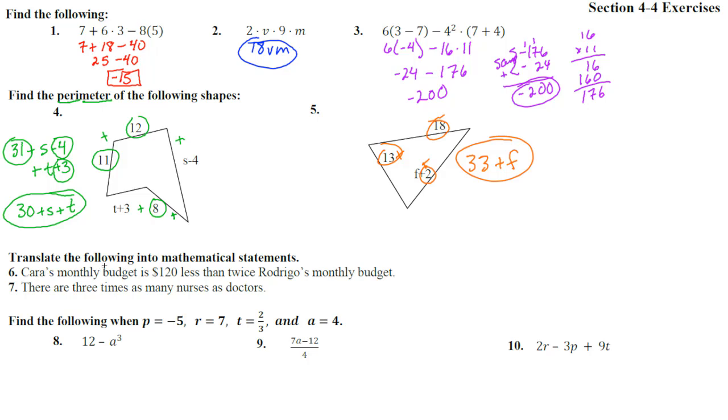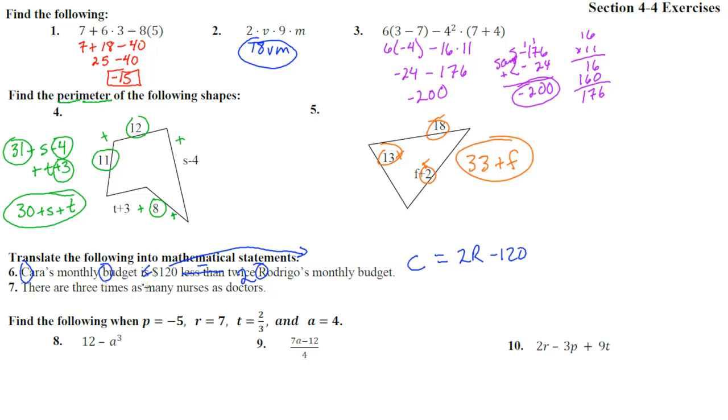Kara's monthly budget, so let's call it a B for budget. I think that's good. Or we could use C for Kara's. That's the equal sign. 120 less than. Now, less than is a minus sign, but it means subtracted from. So the 120 goes over here, and then twice Rodrigo's. So Kara's is 120 less than twice Rodrigo's. Oh, that's good. Okay. So, number 7, there are 3 times as many nurses as doctors.